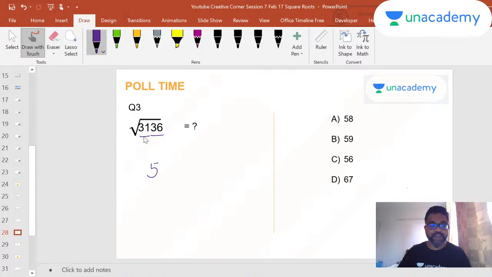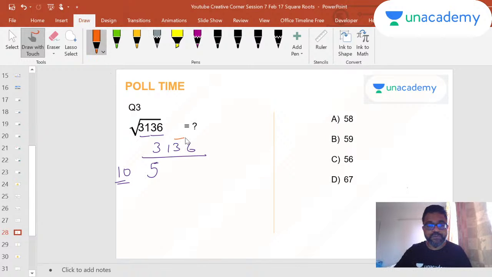5 squared is 25, and I double 5 and keep it on this side. This is going to be my divisor. So between 25 and, let me write that number here again, 3136, this is what we're doing. I created the pairs of 2.